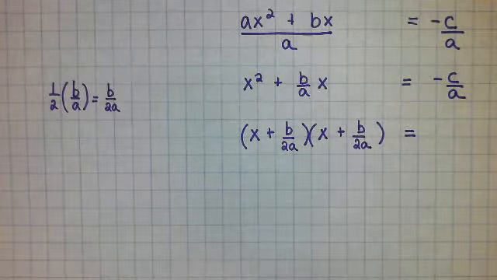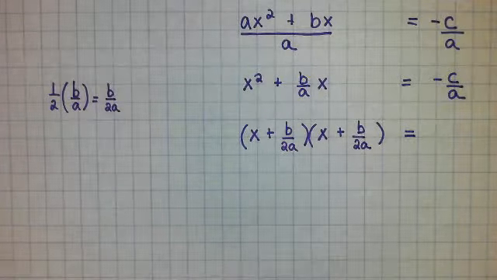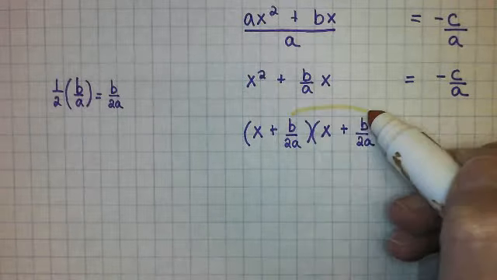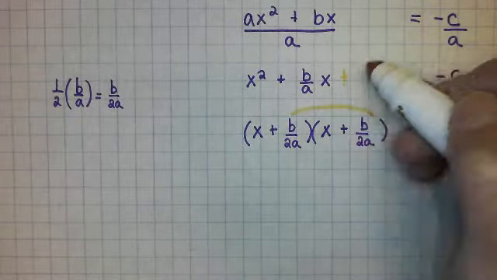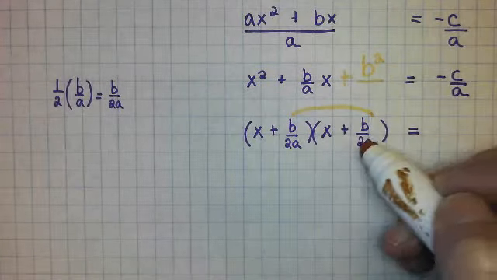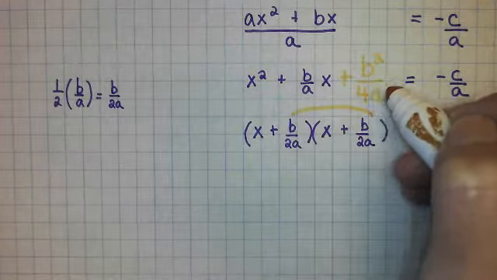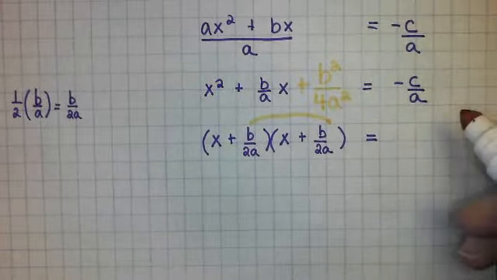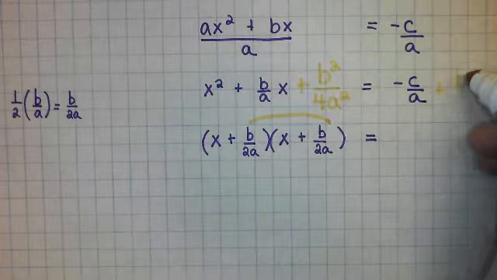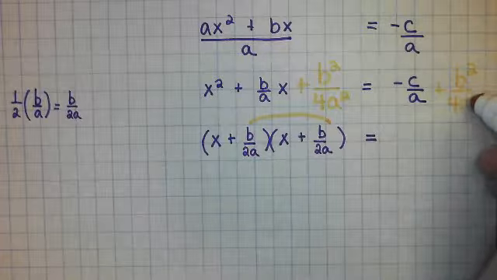Now, when we multiply those two, so when we multiply b over 2a times b over 2a, we end up getting b times b is b squared, and 2 times 2 will give us 4, a times a will give us a squared. So we are going to add to both sides, so we stay legit, b squared over 4a squared.